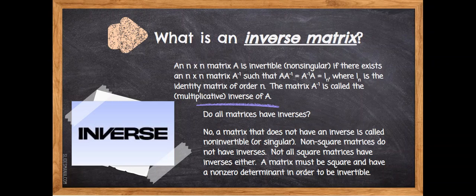Now, do all matrices have inverses? No. A matrix that does not have an inverse is called non-invertible or singular. Non-square matrices do not have inverses, and not all square matrices have inverses either. A matrix must be square and have a non-zero determinant in order to be invertible.